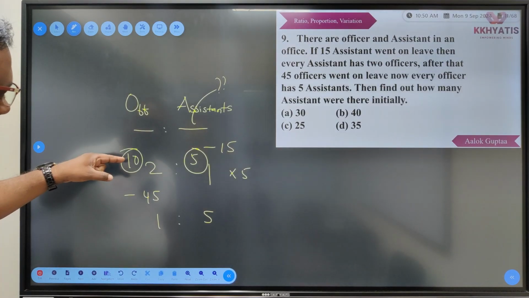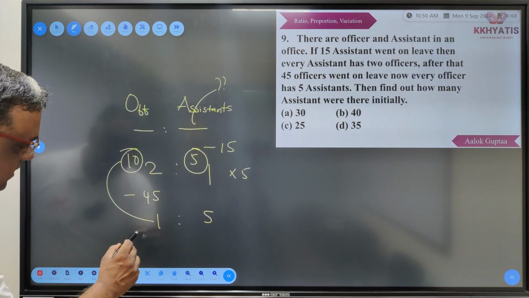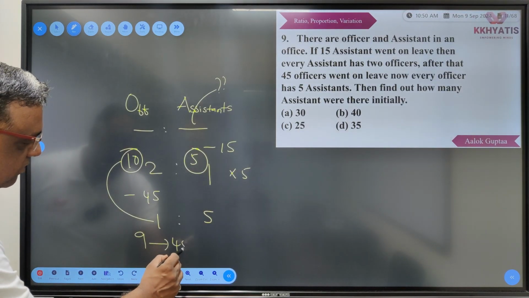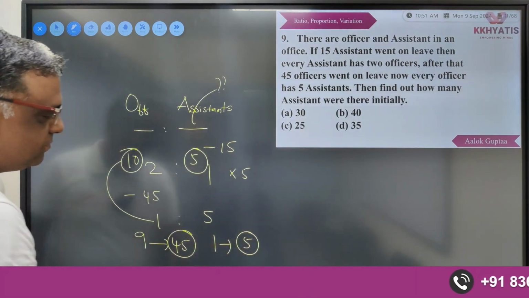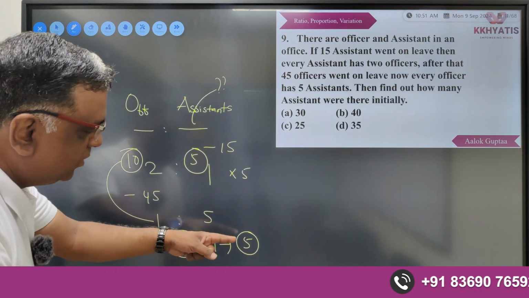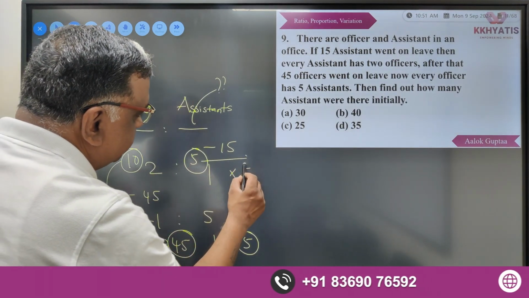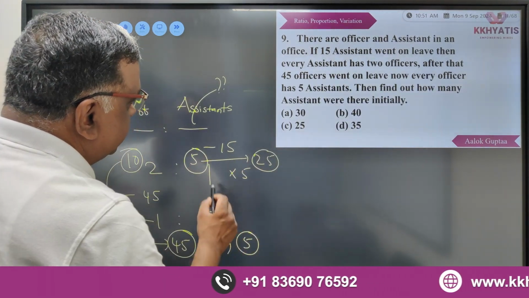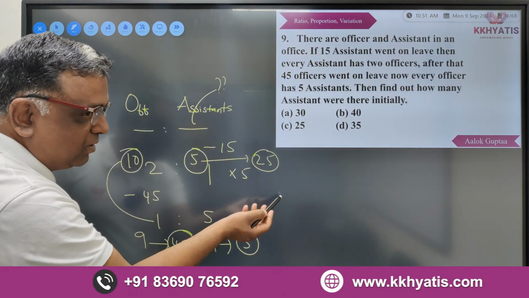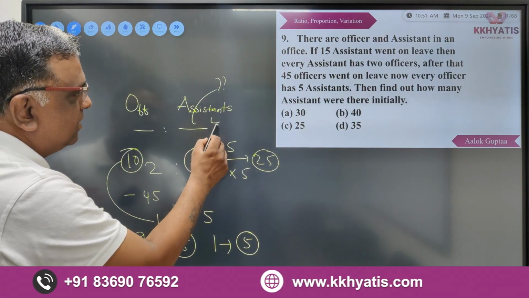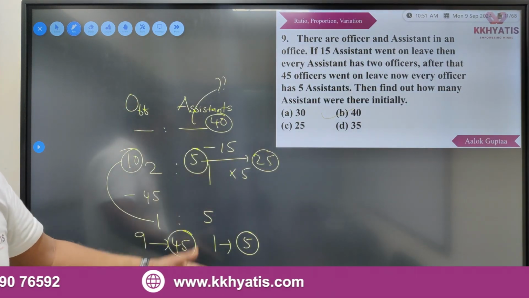अच्छा, 10 officers were there and after 45 left, कितने बच गए? 1. तो 10 और 1 में कितना डिफरेंस है? 9. 9 की वैल्यू कितनी दे रखी है? 45. तो 1 की वैल्यू कितनी हो जाएगी? 5. तो मतलब 1 की वैल्यू अगर 5 है तो यहां पर असिस्टेंट्स कितने थे? 5. तो 5 असिस्टेंट्स यहां पर कितने होंगे? 5 into 5, 25 असिस्टेंट्स भी होंगे. बट हमको तो इसकी वैल्यू निकालनी है. बट दिस 25 असिस्टेंट्स कब हुए? जब पहले से 15 निकल के 25 हुए ना. तो 25 में if I add 15, 40. तो 40 assistants must have been there earlier. Okay, a very pretty simple sum.